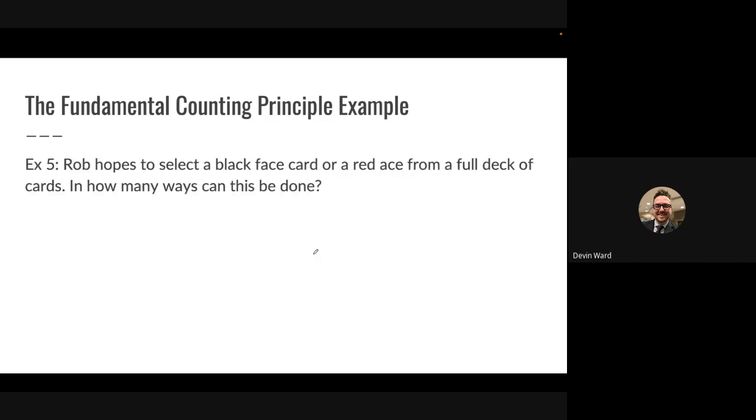Next, Rob hopes to select a black face card and a red ace from a full deck of cards. How many different ways can this be done? Okay. So if you're unfamiliar with a deck of cards, there are 52 cards in the deck. I'll be sure to post an image of a deck of cards in this unit just so everyone has a reference to it. So there's 52 cards.